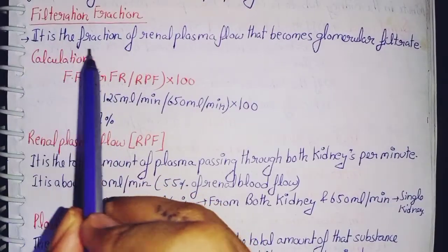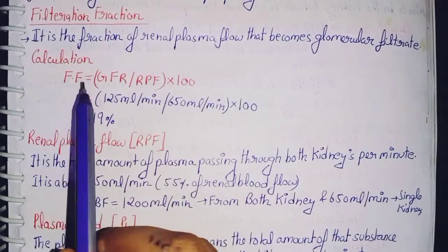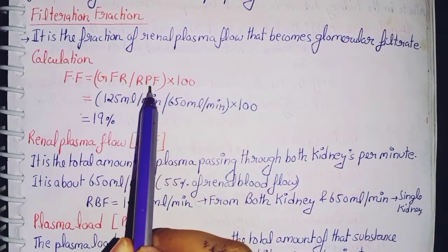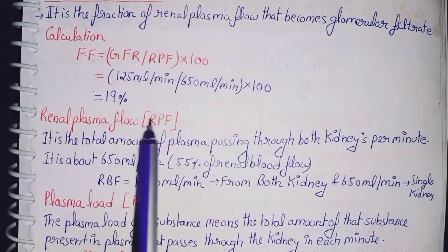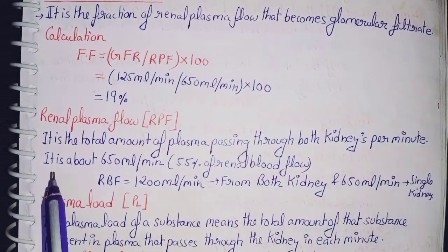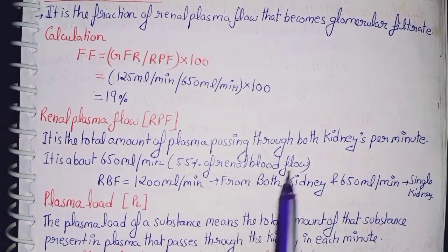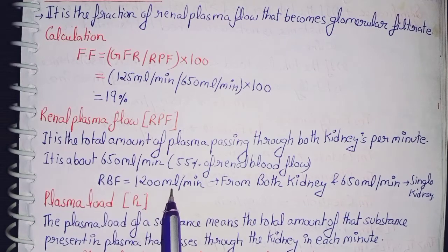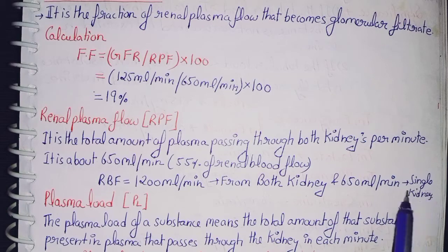Filtration fraction is the fraction of renal plasma flow that becomes glomerular filtrate. Calculation: filtration fraction equals GFR divided by renal plasma flow, into 100, that is 19%. Now coming to renal plasma flow, it is the total amount of plasma passing through both kidneys per minute. It is about 650 ml per minute, that is 55% of renal blood flow, and renal blood flow is 1200 milliliter per minute from both the kidneys.